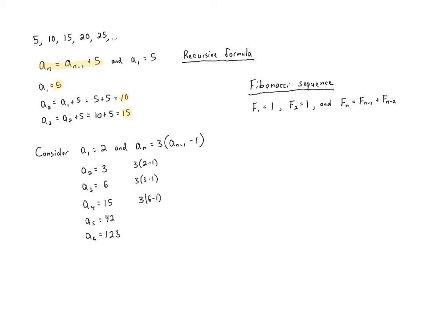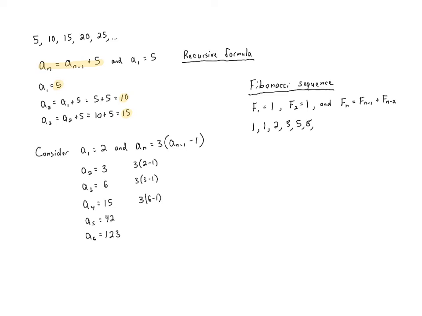So if we look at the terms, we're told the first term is 1, the second term is 1, then we get the third term by adding the second and the first. So that gives us 1 plus 1, which gives us 2. And then we get the fourth term by adding the third and the second, so 2 plus 1 gives us 3. And we can continue doing this, adding the last two terms to get the next. 2 plus 3 is 5. 3 plus 5 gives us 8.